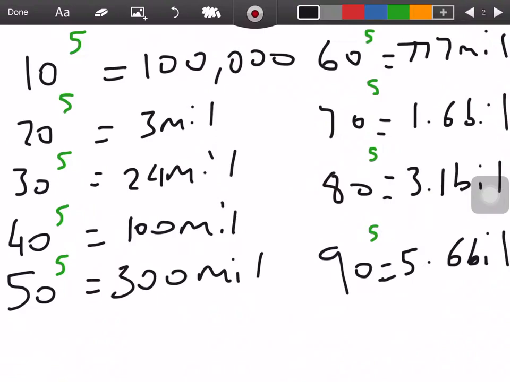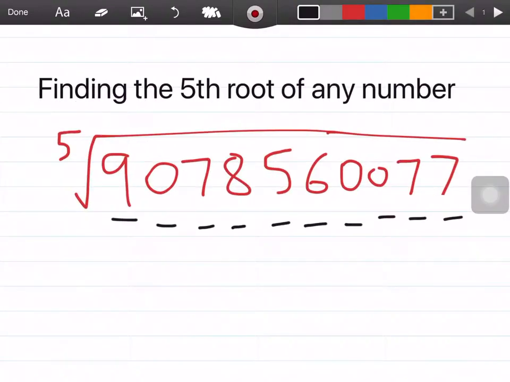The good thing about the fifth root is that in most cases, not all cases, we take the last digit of the number and it will be the second digit of the root. In most cases this does work, but if it's not a perfect fifth root number, it's not going to give you the correct answer.